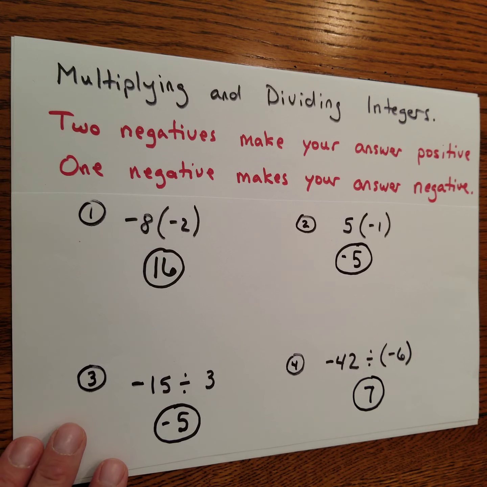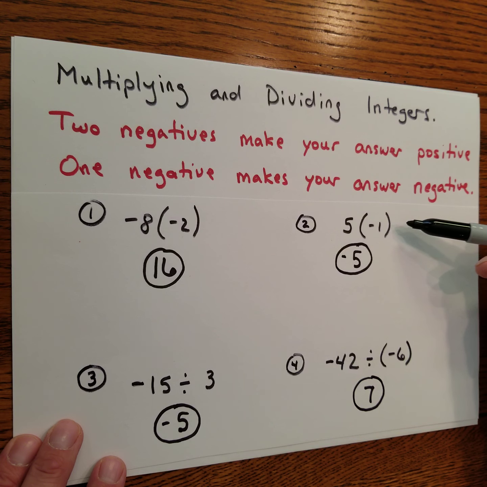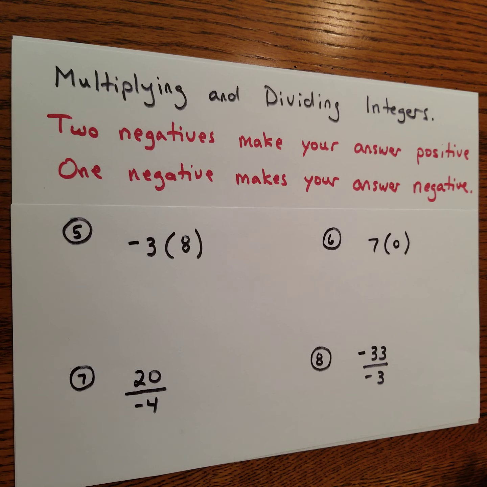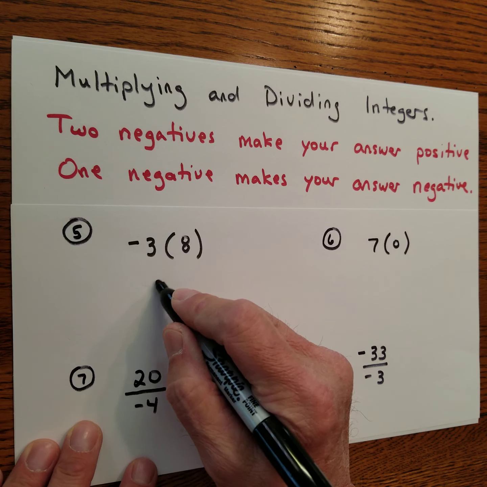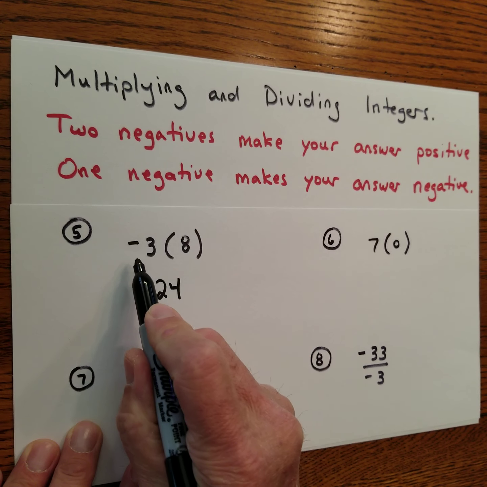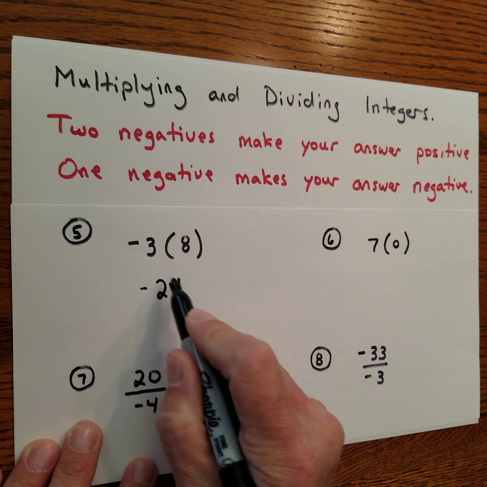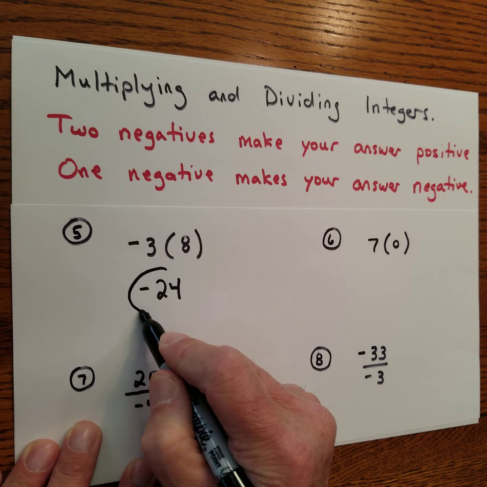Now, when you do your homework, I want you to write the problems down, put the answer underneath and circle it, but always write your problem down. In number 5, we're multiplying. 3 times 8 is 24. I have one negative, so my answer is negative.